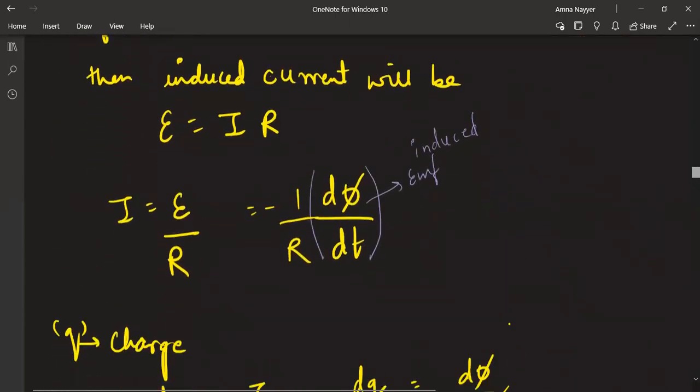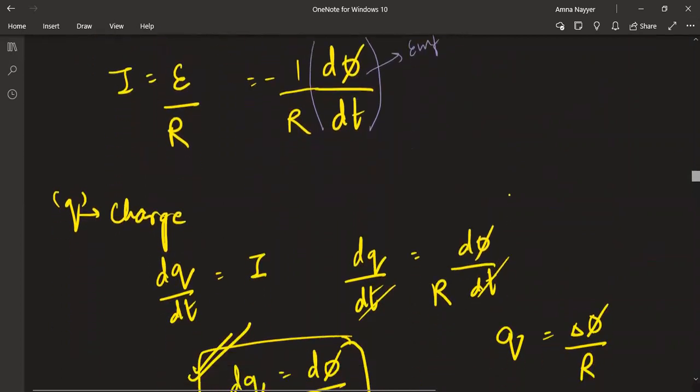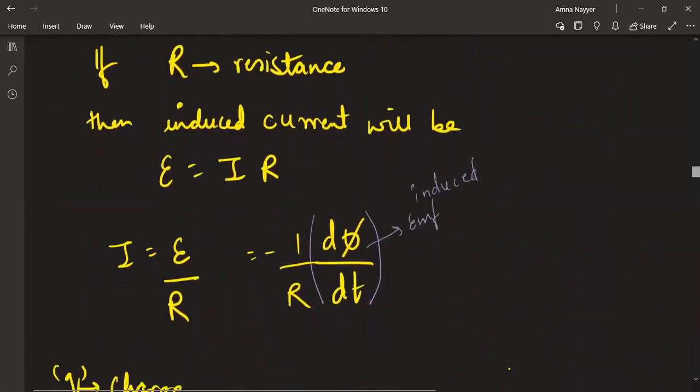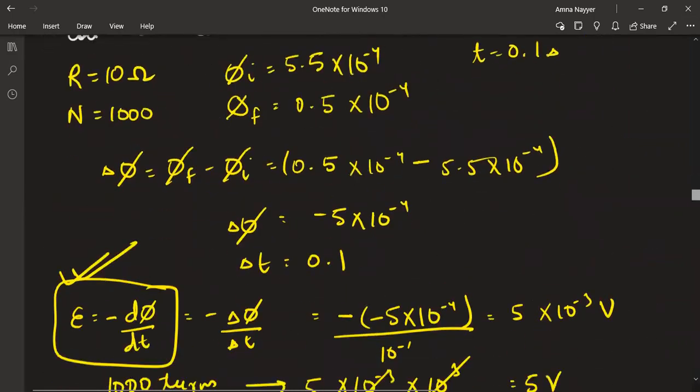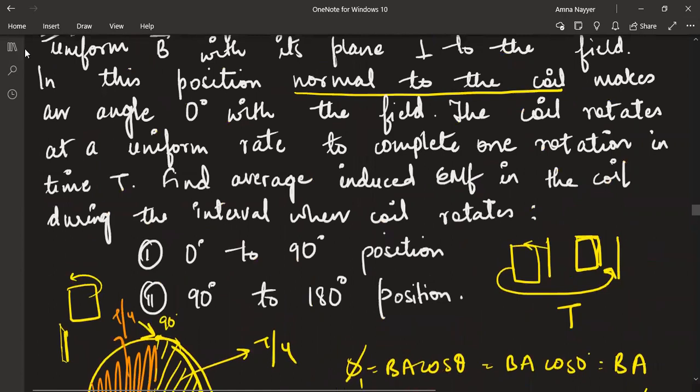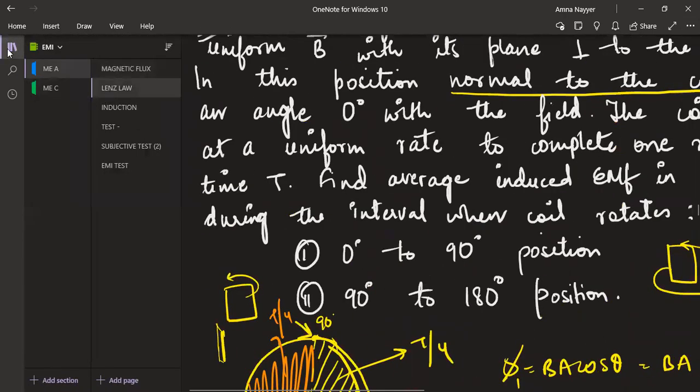Then these two relations are used for current. You write minus d phi over dt multiplied by 1 by r, that is resistance, if you have to find out current. If you have to find out charge, that is flux divided by resistance. So the small one-liner derivations are there. It can be asked in your 2-marker questions. Even in your 1-marker questions, MCQs that arise, these options can be put up.